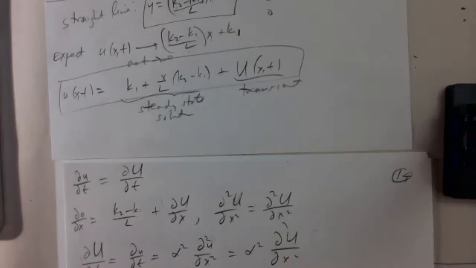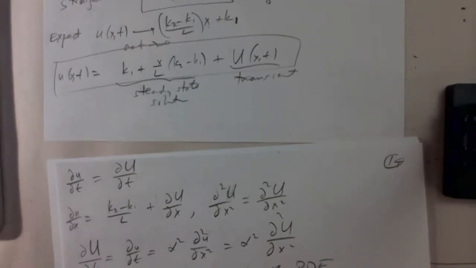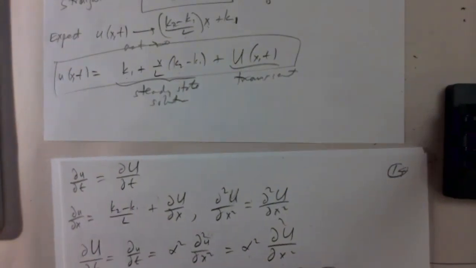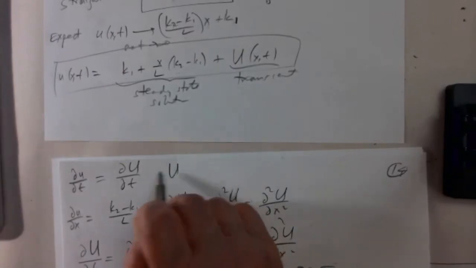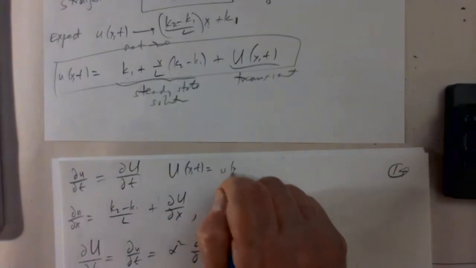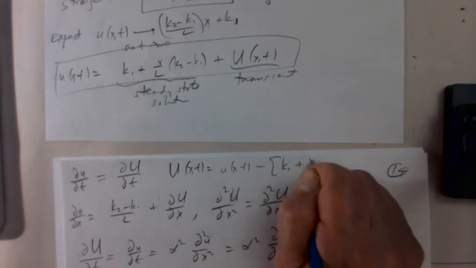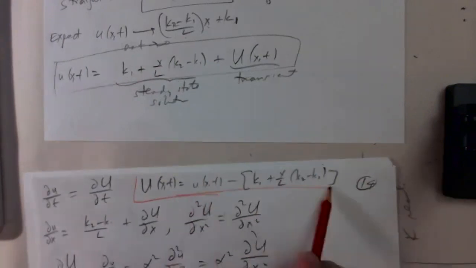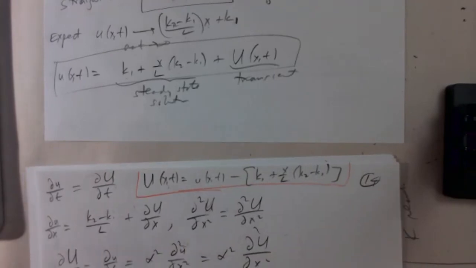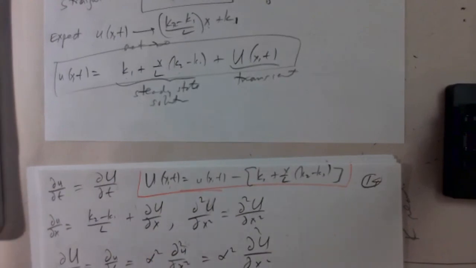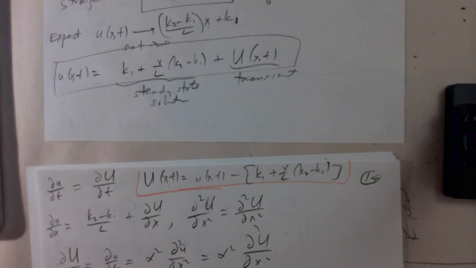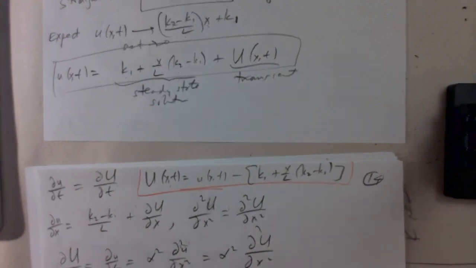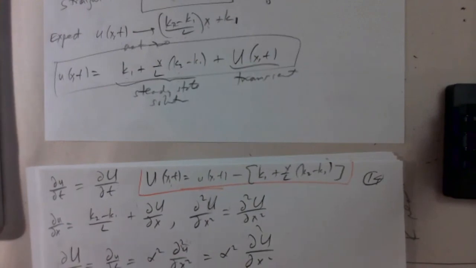What about the boundary conditions? What is u of 0 comma t? Remember, u of x,t is little u of x,t minus k1 plus x over L times k2 minus k1. So when you let x equal 0, for the boundary condition, u of 0,t, you get u of 0,t minus k1, but u of 0,t was k1. This is k1 minus k1, which is 0.